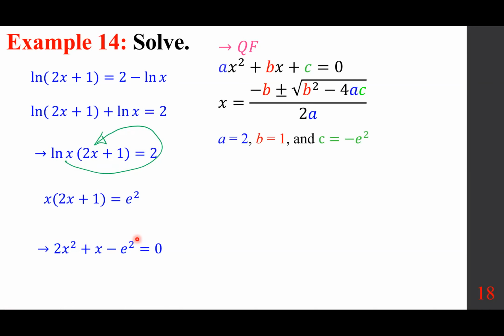So this is a number. Don't forget this is a number. The reason I'm keeping it as e squared is to give a precise answer. It's like pi is a precise answer. It's not 3.14, okay? And so now we're going to plug into the quadratic formula and replace the b with 1, a with 2, c with negative e squared. So just plug in.